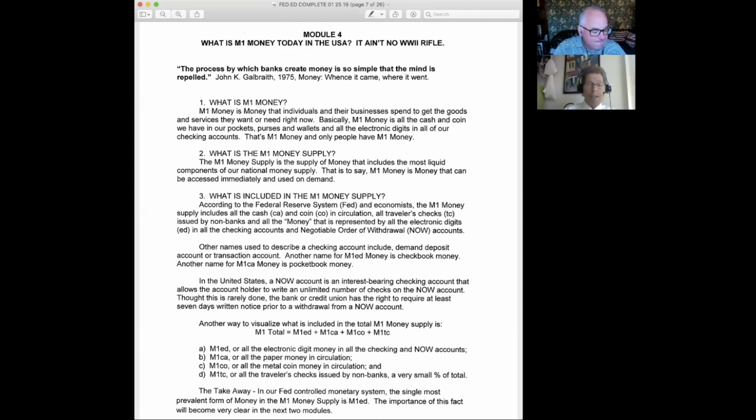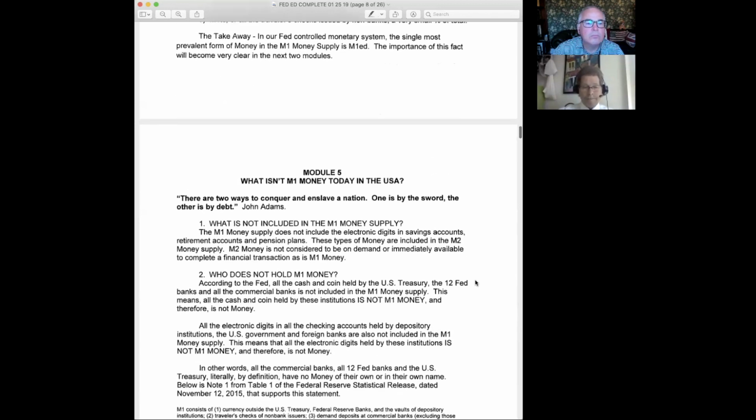Traveler's checks issued by non-banks is such a small amount I don't even think about it. So it's cash, coin, and electronic digits in computerized checking accounts, not savings or anything else. Just checking, also called demand deposits. And we move on to Module 5.